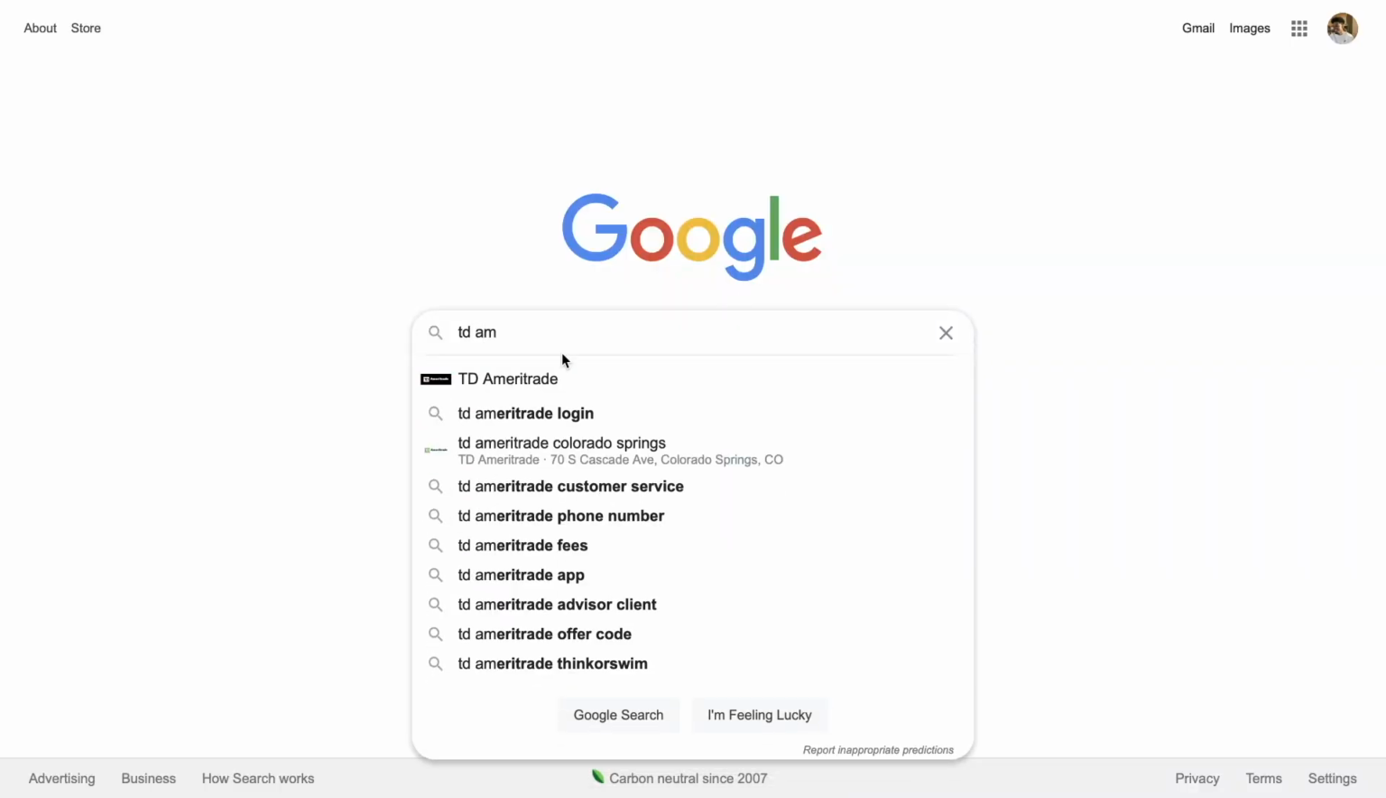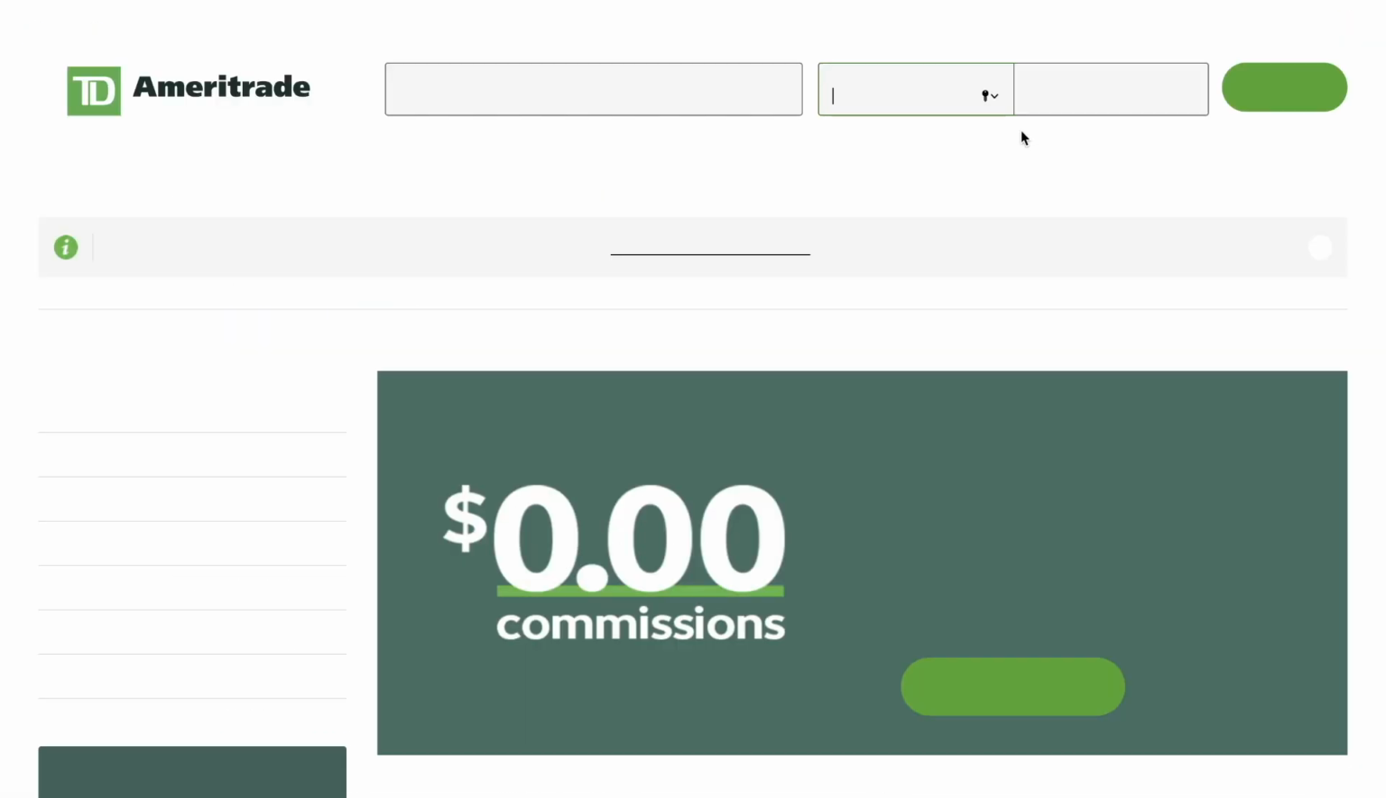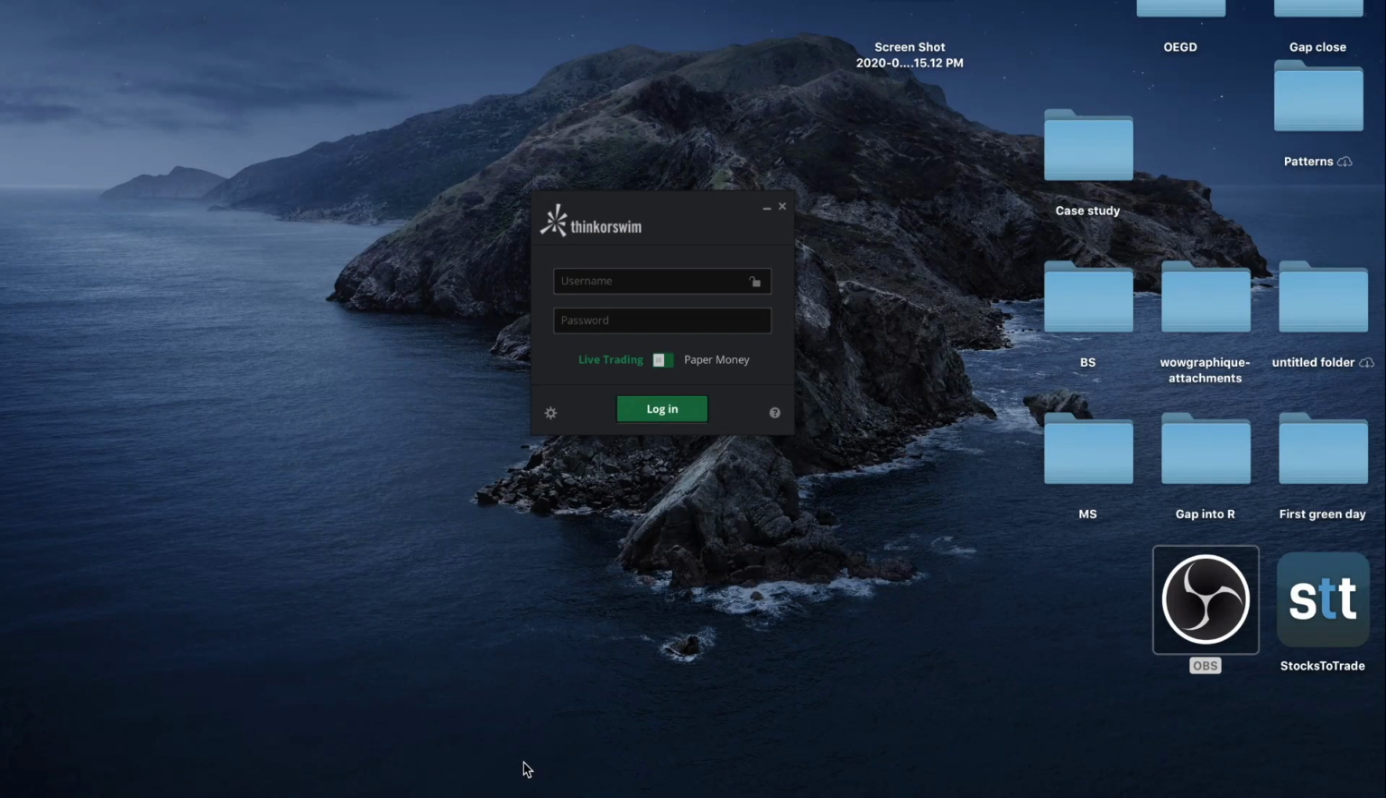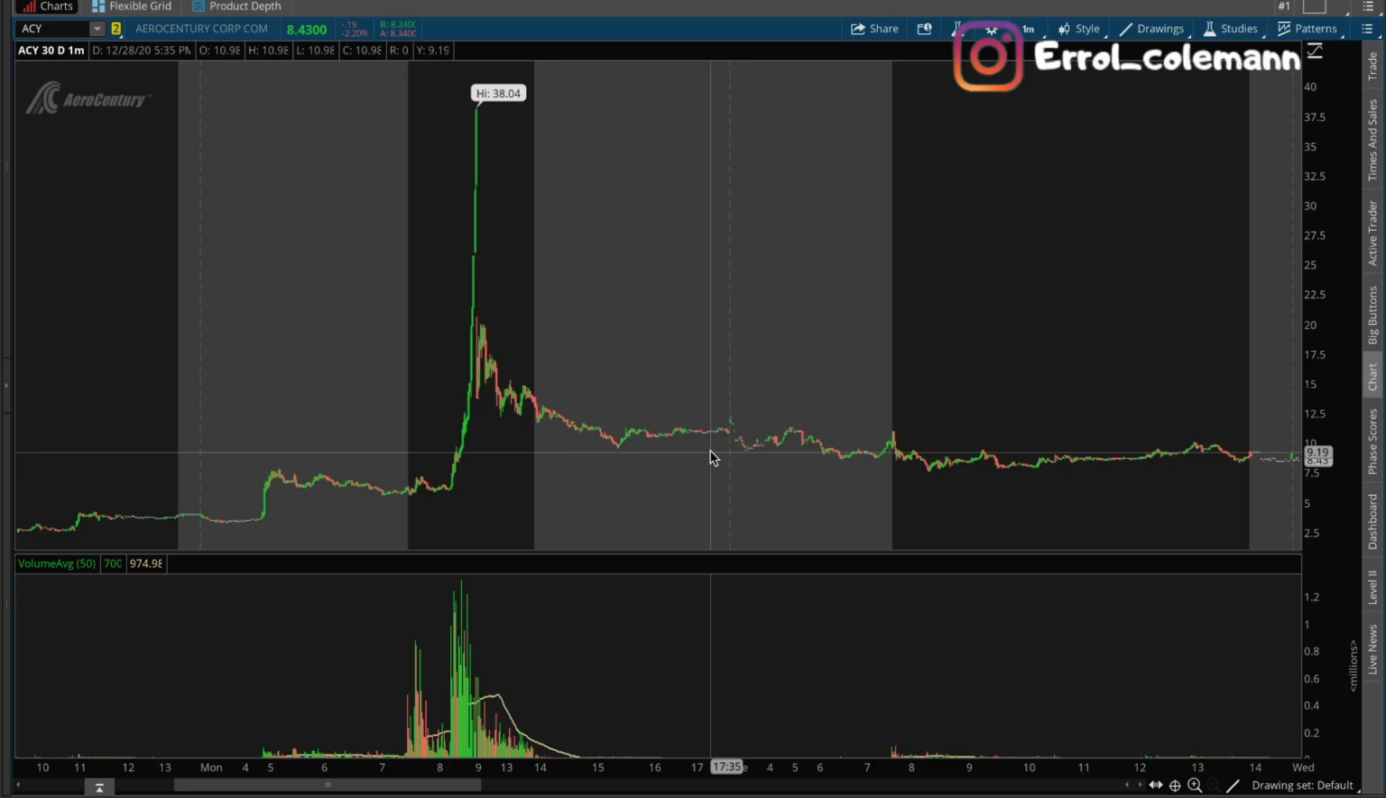Now that we're on my computer screen, the platform that I'm using right now is Thinkorswim. If you sign up for an account with TD Ameritrade, you'll be able to download their free program called Thinkorswim. I definitely recommend this platform because they offer so many features that most brokers make you pay for. I'm going to use ACY as an example, and I'm going to talk about some of the things that you'll need in your trading process to help it make a little more sense so that you don't hesitate on your trades.